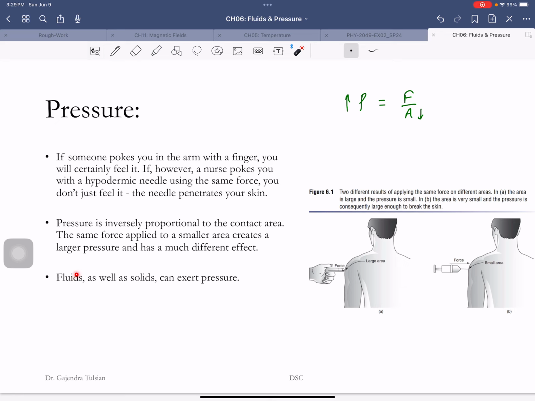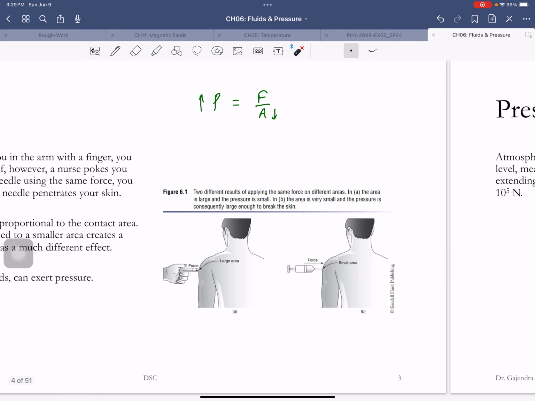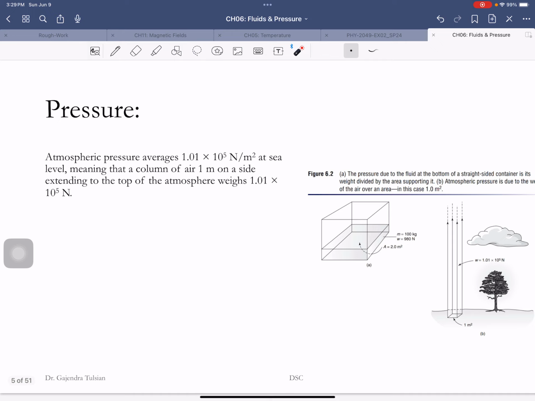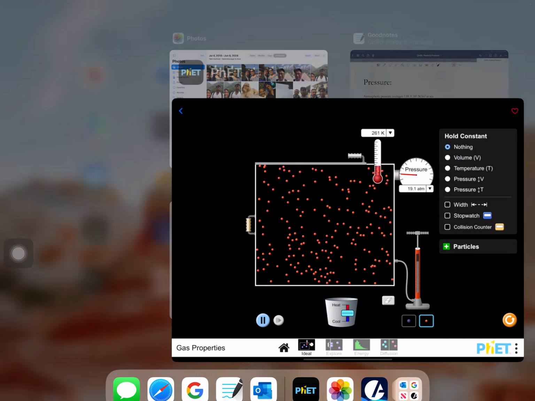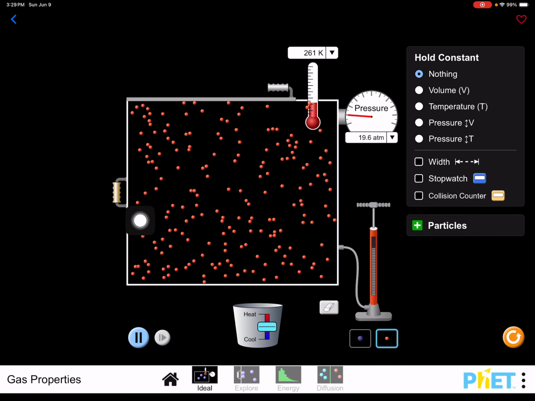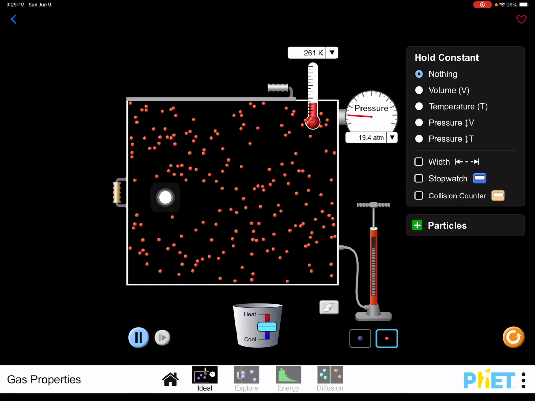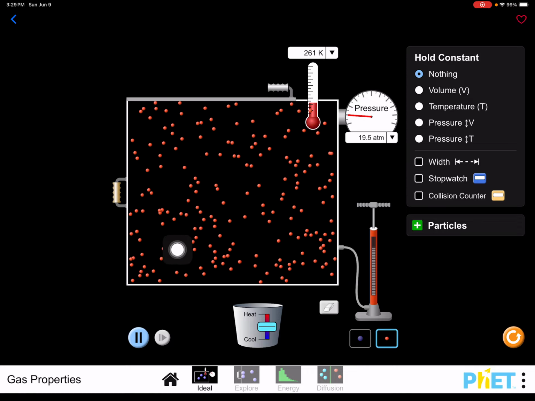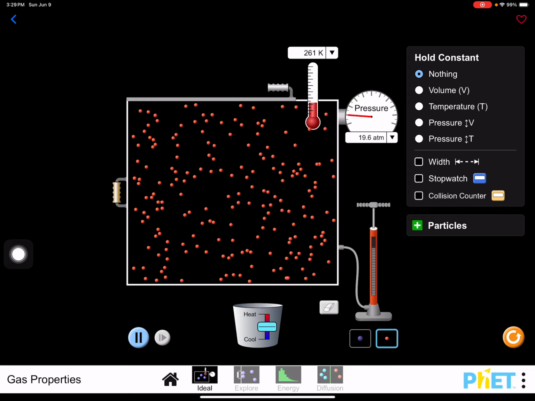Fluids, that's liquids and gases, as well as solids, can exert pressure. So again, 1 atmosphere is about 10 to the power 5 newtons per meter squared. Here are two different useful ways of seeing pressure. You already saw this example: the pressure is the force exerted by the fluid, and that force is exerted by the molecules bouncing off the walls.